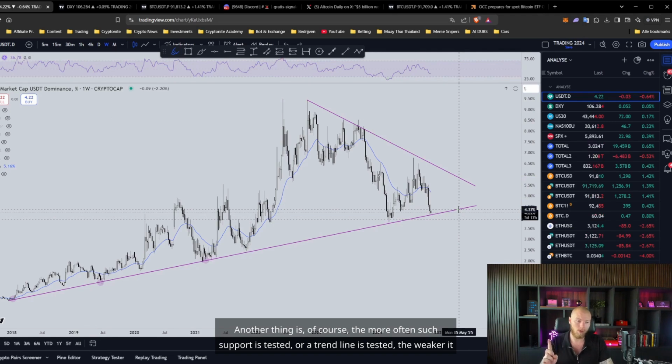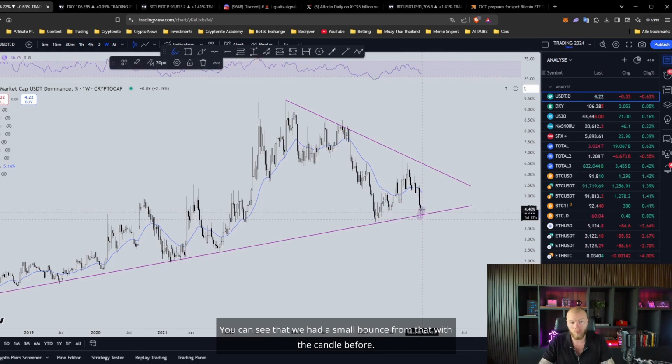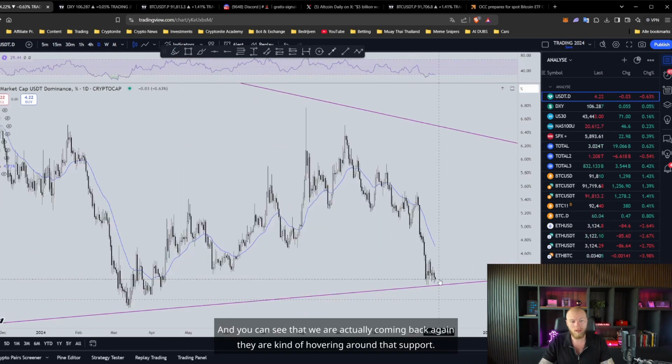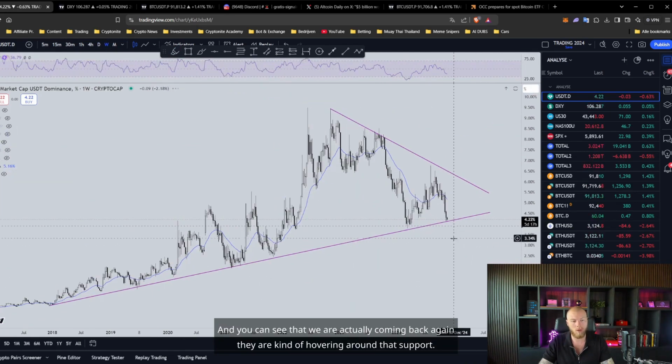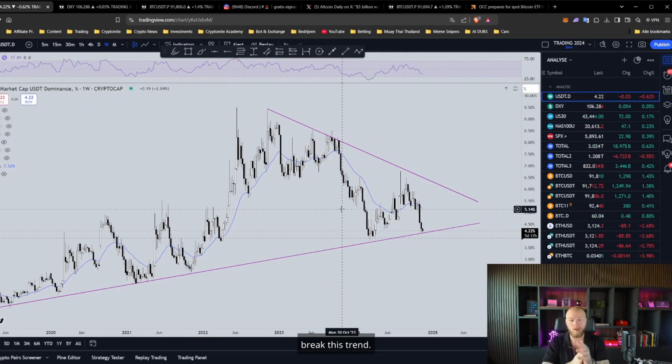Another thing is, of course, the more often such support is tested or a trend line is tested, the weaker it becomes. Well, this will be the 8th time we are testing. You can see that we had a small bounce from that with the candle before. We can zoom in a bit. And you can see that we are actually coming back again. They are kind of hovering around that support. It would be bearish if we move up towards that resistance here. But I expect that in the long term we will break this trend.